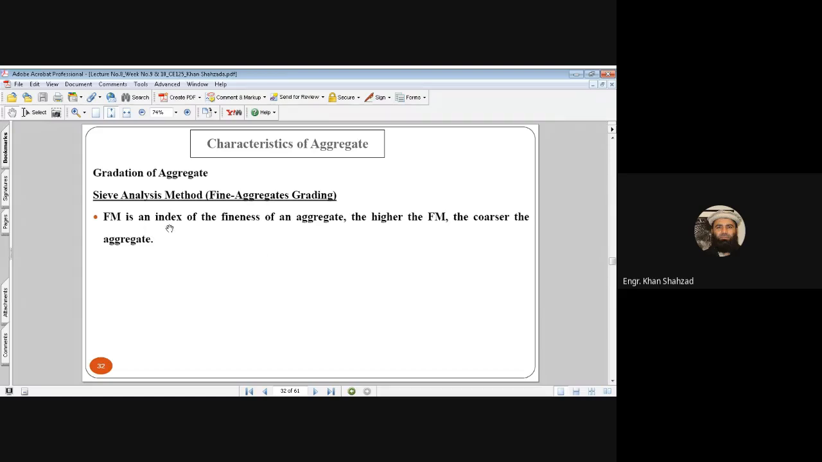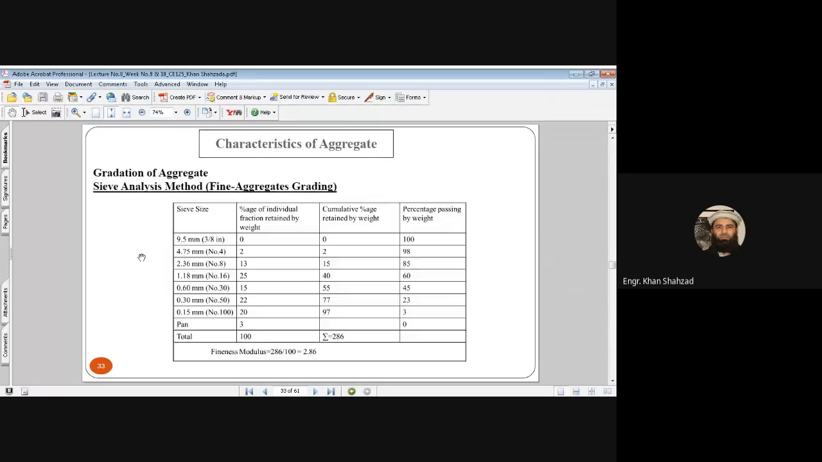Fineness modulus is an index of the fineness of an aggregate. The higher the fineness modulus, the coarser will be the aggregate. The smaller the fineness modulus, the finer will be the aggregate. And this is the procedure how we can calculate the fineness modulus of the aggregates. So here you can see these are the sieve sizes, both in millimeter and numbers. You can see 3 by 8 inches, number 4, and so on.